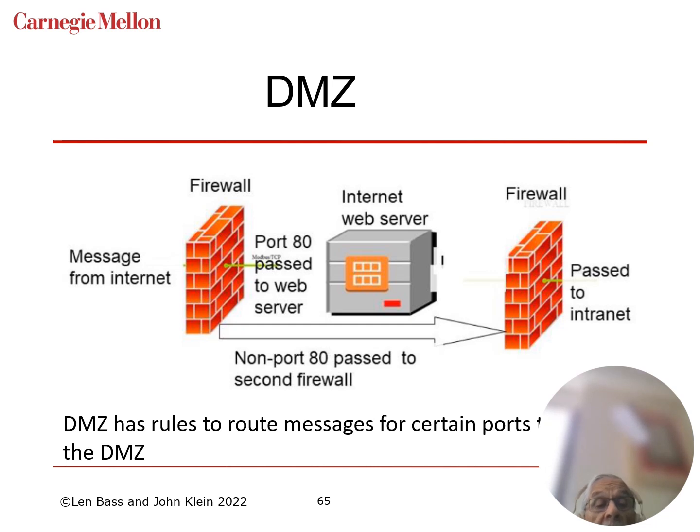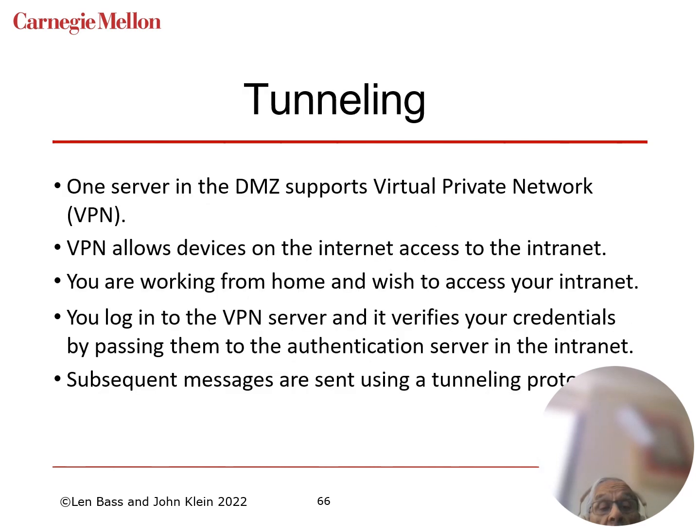So here's a picture of that. A message from the internet goes through a firewall. If it's sent to port 80 or 443, it's passed to the web server. I forgot what the designated port for VPNs is, but there is one, and it would be passed to the VPN server. And if it is not one of the designated ports in the firewall, it would be passed to the second firewall, which might reject it or might pass it on. And so the DMZ has rules for routing. And these rules would include where to send requests to certain ports.